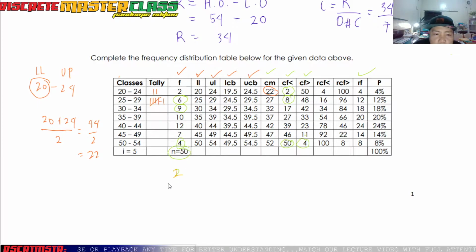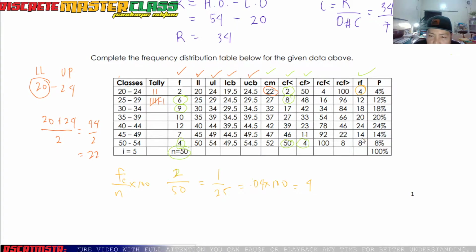So, yung 2, i-divide mo ng 50. So, obviously, that is 1 over 25, and that is 0.04. So, from frequency of the class over small n of the class times 100. So, pag tinimes ko sa 100 to, magiging 4 yan. That's the reason kung bakit siya 4. So, same procedure sa iba.